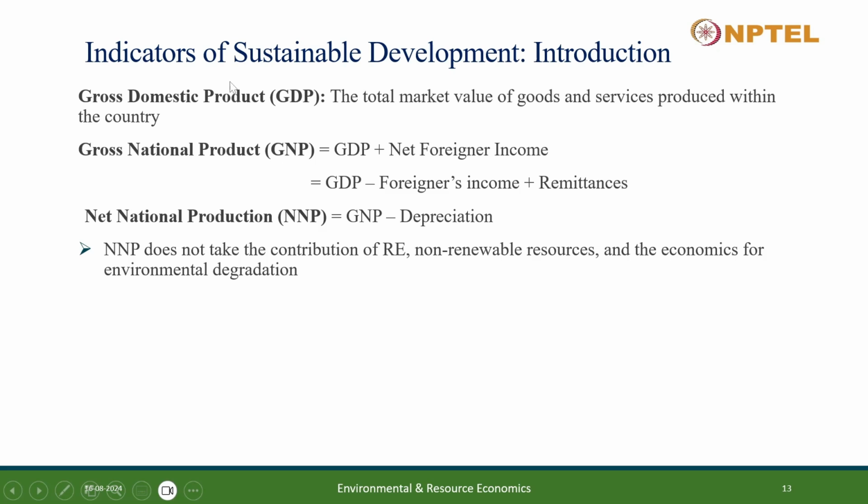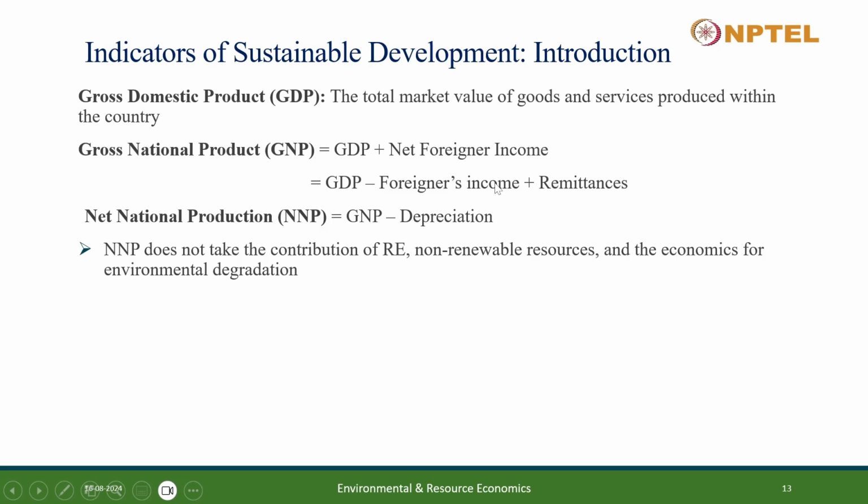Therefore, from GDP, we move towards gross national product. So from GDP, we add the net foreign income. So net foreign income will be the net of income which we earn outside, subtracted by foreign income which is earned in your country.